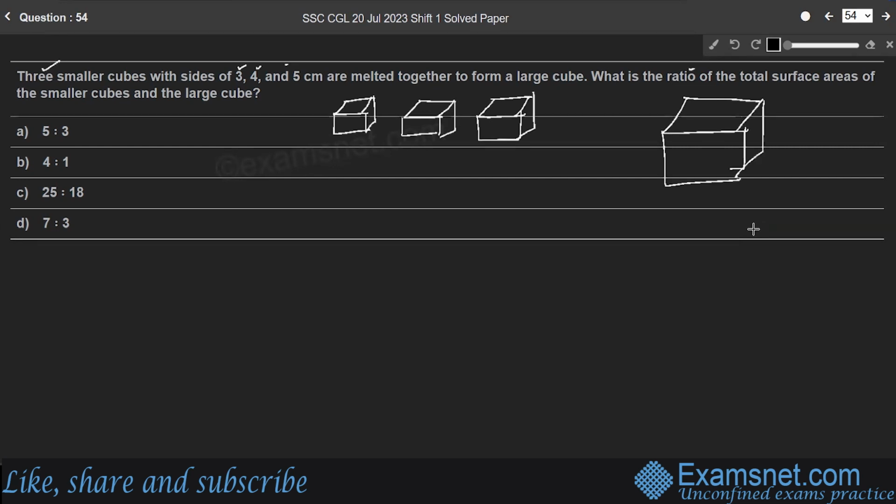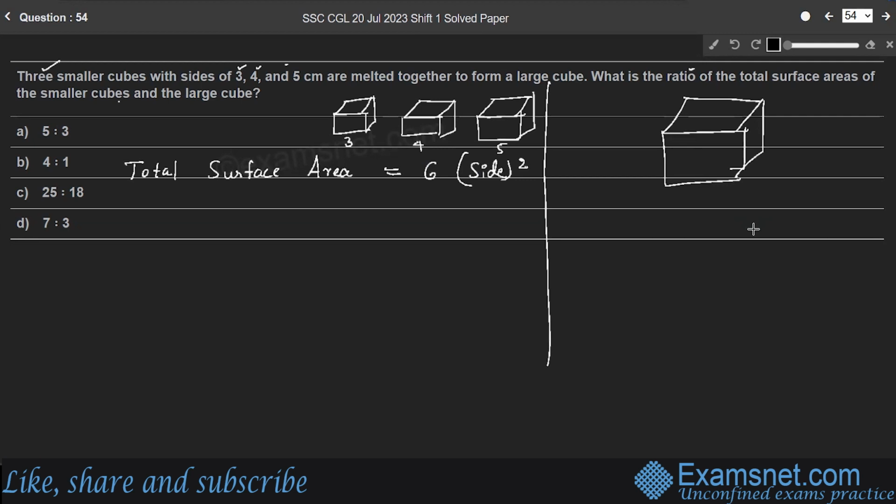Here, the ratio of total surface area of smaller cubes and the larger cube. So we'll make 2 parts. In which the side of the first cube is 3 centimeters, second is 4, third is 5 centimeters. So we'll find the total surface area of these smaller cubes. For that, we need to use the formula of total surface area, or TSA. Total surface area of a cube is equal to 6 times the square of its side. Each side of a cube is the same, so 6 into the square of its side gives its total surface area.